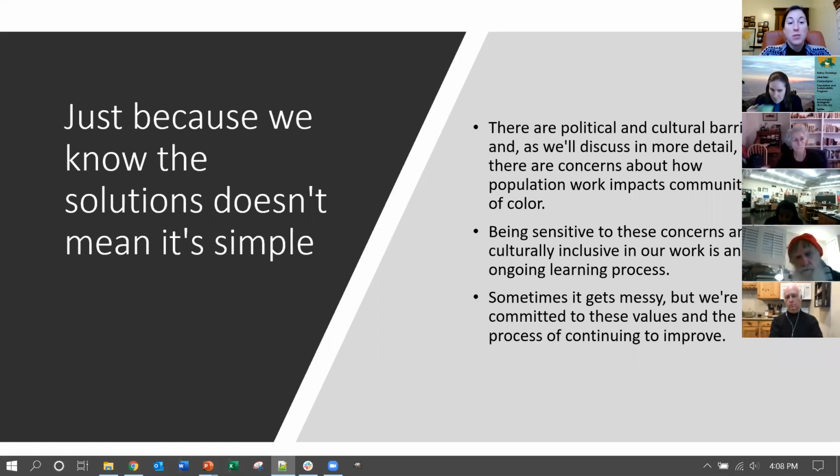But just because we know the solutions doesn't mean it's simple. There are real political and cultural barriers. And as we'll discuss in more detail, there are concerns about how population work impacts communities of color. And being sensitive to these concerns and being culturally inclusive with our work is an ongoing learning process for us. And sometimes it gets messy, but we're committed to these values and the process of continuing to improve.